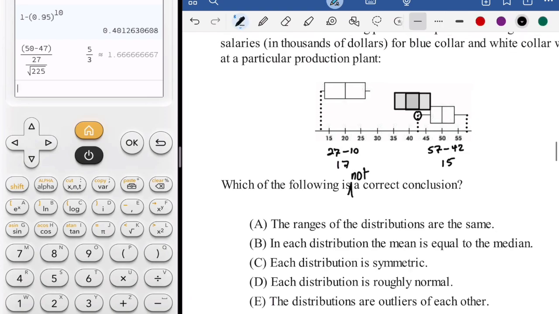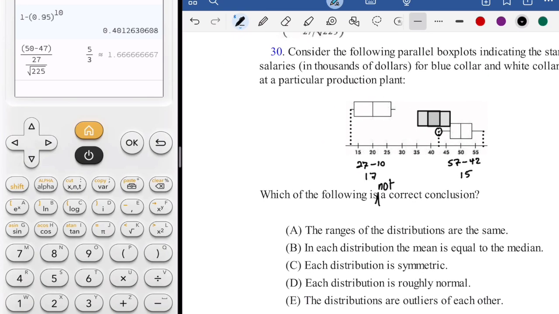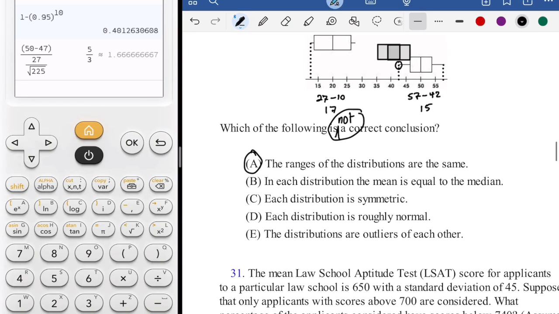But the one thing I'm not really able to say for certain is that the ranges are the same. So I'm going to go with choice A here and assume that this is a typo. All right.